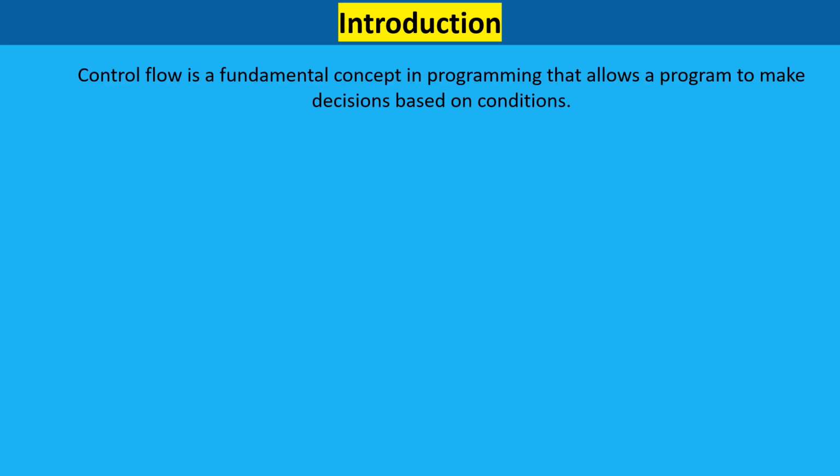Control flow is a fundamental concept in programming that allows a program to make decisions based on conditions. It helps determine the path the program will take during execution. The types are: use if to specify a block of code to be executed if a specified condition is true.